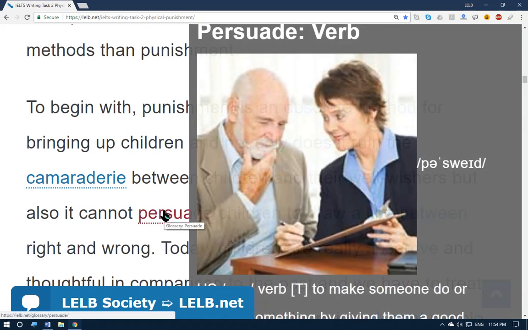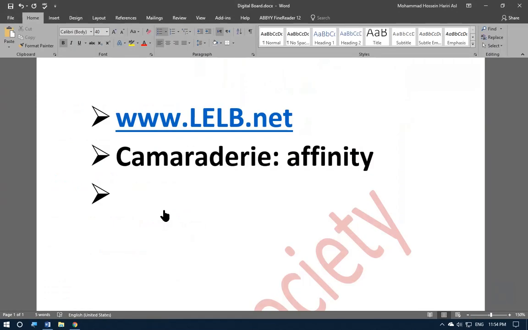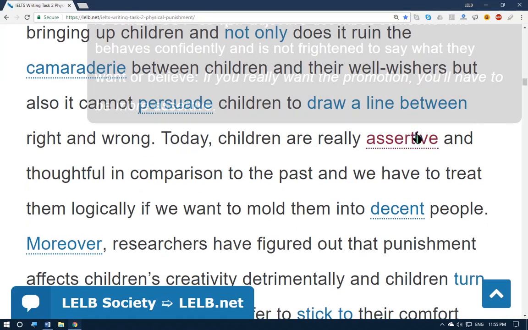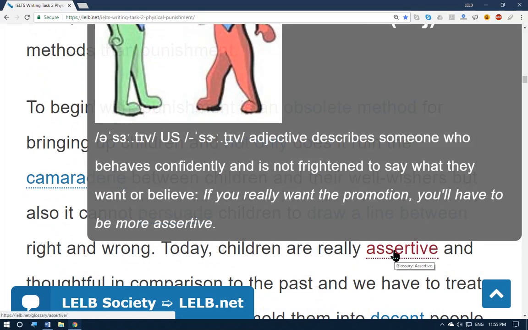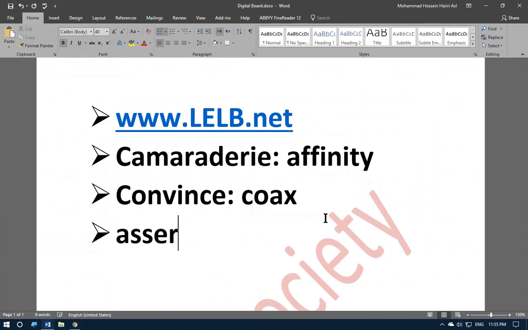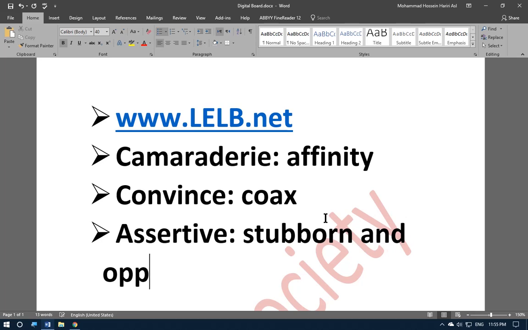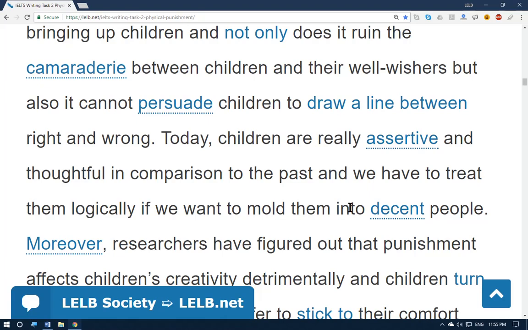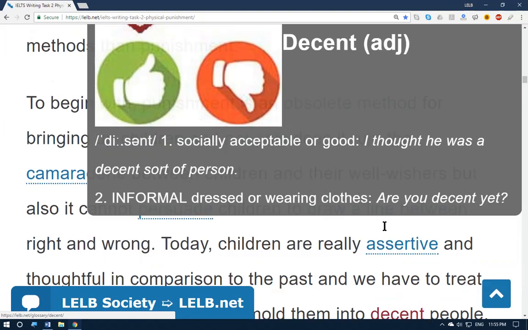Okay, persuade means convince. Convince. And even coax, we do have that in this lesson. Assertive. Assertive means opinionated. Assertive means stubborn and opinionated. Okay. And decent means good. Means nice, good. Okay.